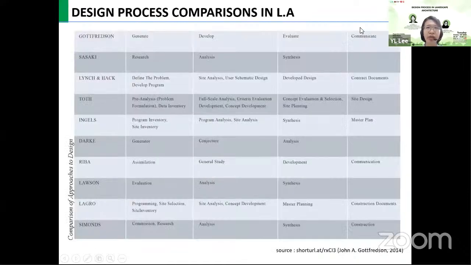I'm sharing something I got from a journal about design process comparison in landscape architecture. When you look at this table, you will see famous urban designers and landscape architects like Sasaki, Lynch, Riba, or Lawson putting out what to do in the landscape design process. You will see very similar words: the first step is survey, research, analysis, synthesis, and then the master plan. So that's why I said in the first slide that architecture and landscape architecture have the same common process. It's just that we look at the context of inventory and analysis. I will move to the next.